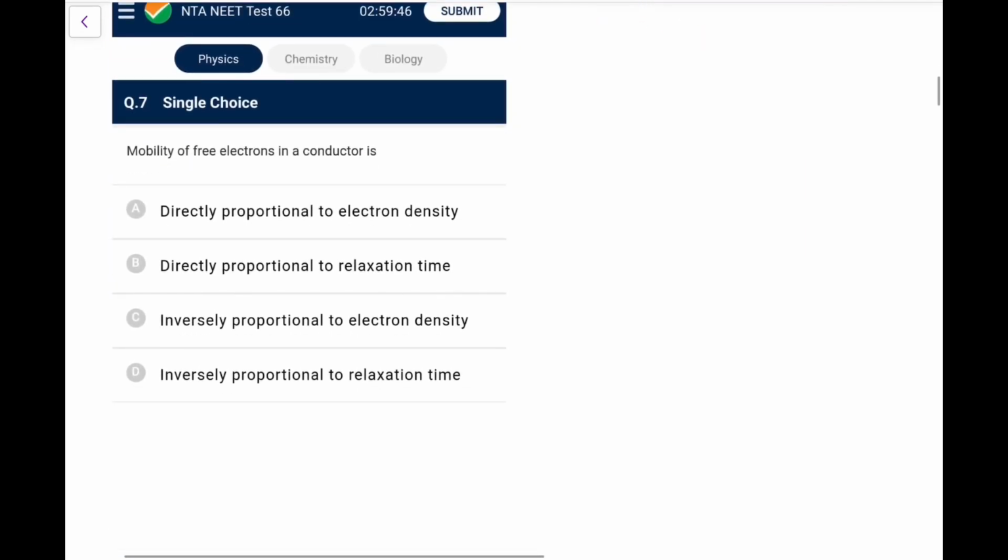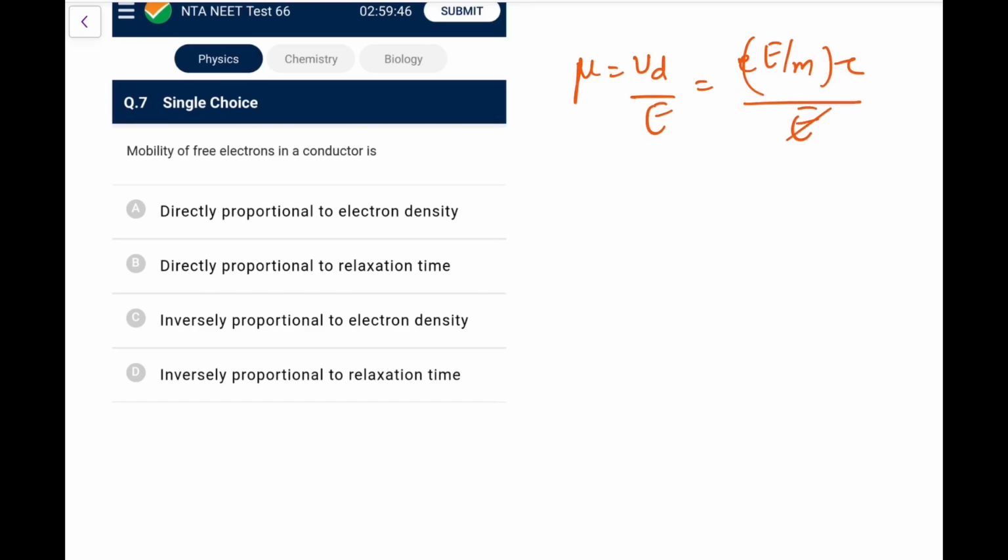Next one. Mobility of free electron in a conductor is directly proportional to electron density, directly proportional to relaxation time, inversely proportional to electron density, inversely proportional to relaxation time. So if you remember that mobility, we defined it as Vd by E, and Vd comes out as eE by m times tau, divided by E. So it is e by m into tau. So mu is directly proportional to tau. Tau is the relaxation time. So you can go for option B.